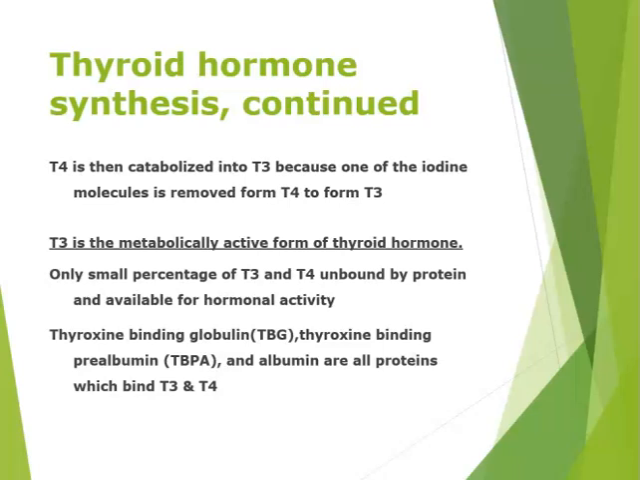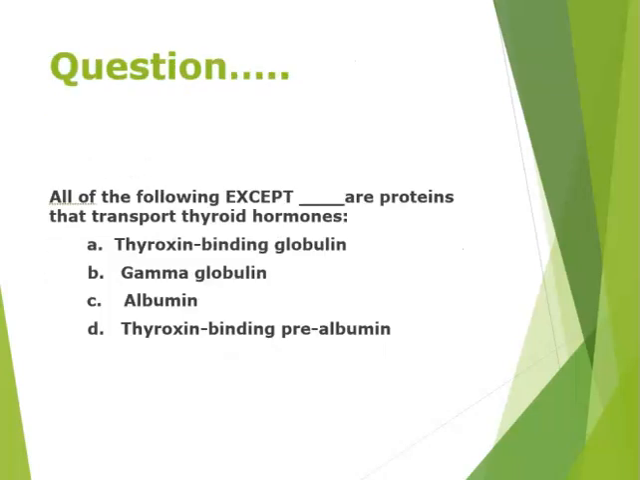Only a small percentage of T3 and T4 are unbound by protein and are available for hormonal activity. Proteins, thyroxine binding globulins, or TBGs, thyroxine binding prealbumins, TBPAs, and albumin are all proteins that bind with T3 and T4. So here's another trivia question.